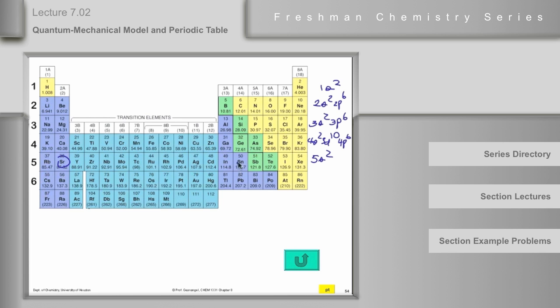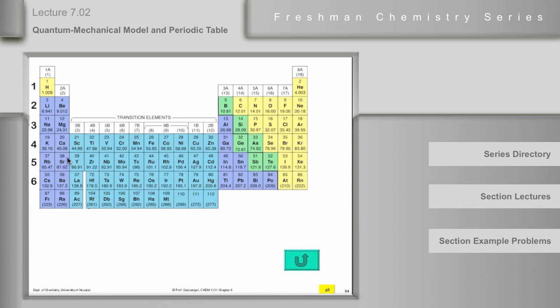Remember what it looks like. How do you check yourself? Add up the number of electrons. 2 and 8 is 10. 8 more is 18, 20, 30, 36, 38. They've got to add up to the 38 that we have for strontium. If they do, you got that part right, most likely.